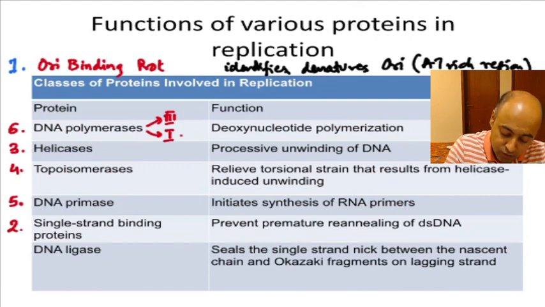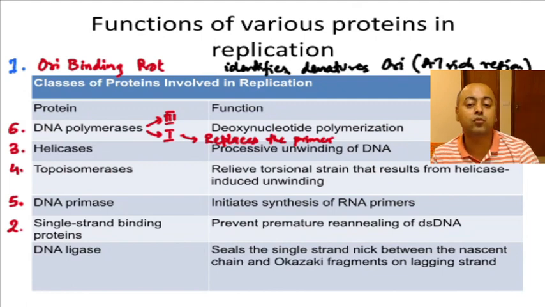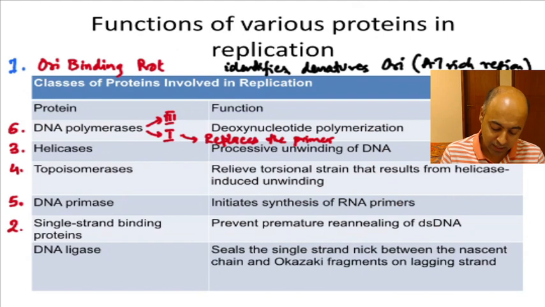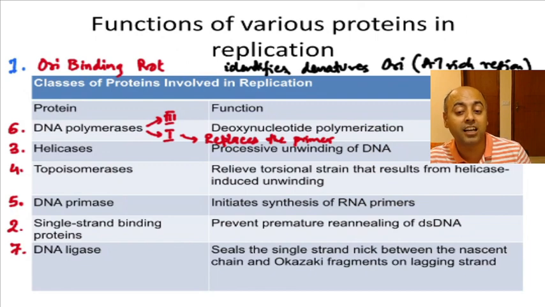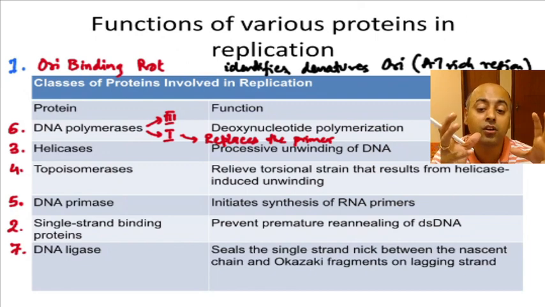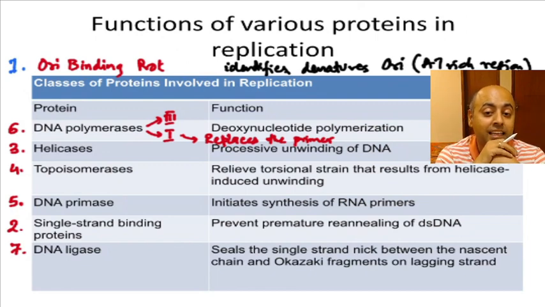For the DNA polymerase 1, what you have to remember? The DNA polymerase 1 essentially replaces the primer. First, it will remove the primer and then put in the DNA in place. So what it is doing, it is replacing the primer. Once the primer has been replaced, then finally the role of DNA ligase comes into the picture. It seals the single strand nick between the Okazaki fragments on the lagging strand.